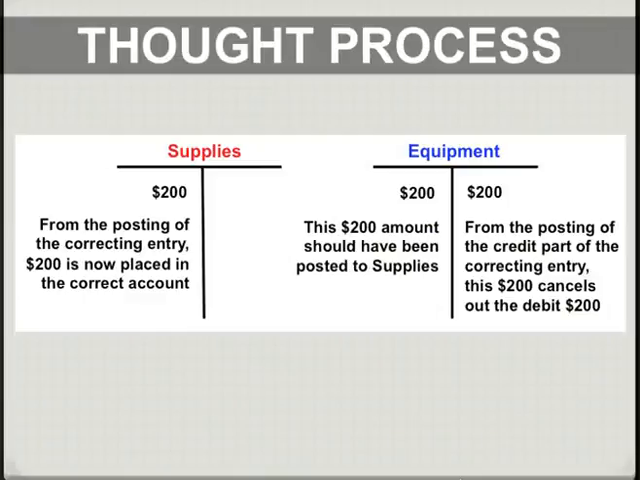Look at the T accounts we used to analyze the correcting entry and make sure you understand the logic for what just happened. In the supplies account, we have a debit of $200. This was from the posting of the correcting entry. $200 is now placed in the correct account. In the equipment account, we have a debit of $200. This was the amount that should have been posted to supplies. It was a mistake. To fix it, we used a credit of $200. This came from the posting of the credit part of the correcting entry. This $200 cancels out the mistaken debit.